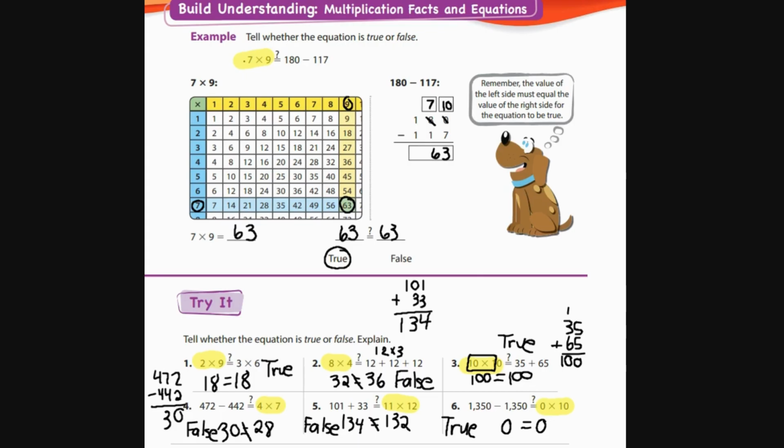Okay? So boys and girls, this is how we compare equations. We're looking at multiplication facts, and we figure out the multiplication fact on one side, and then we figure out the addition or the subtraction fact on the other side to tell whether the statement is true or false. If the numbers do not match up, it is false. If the numbers match up, it is absolutely true.